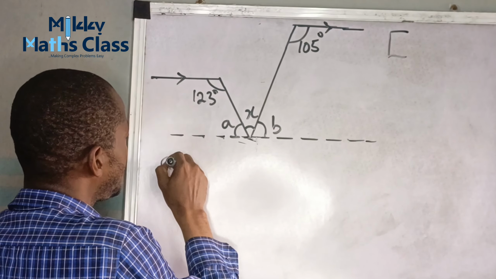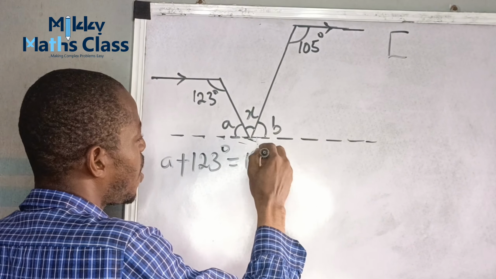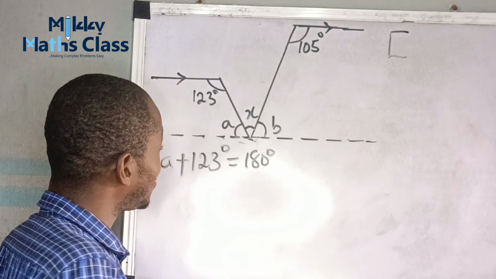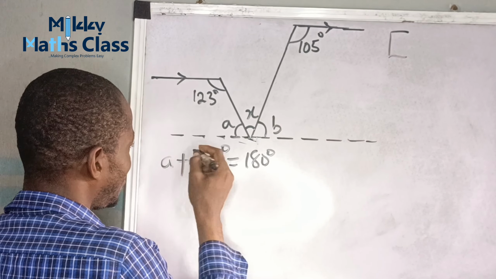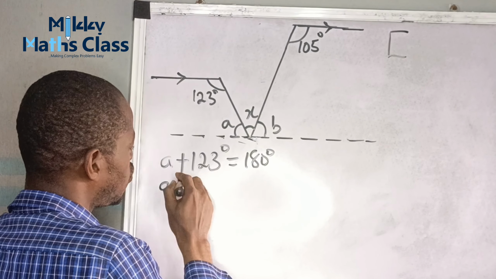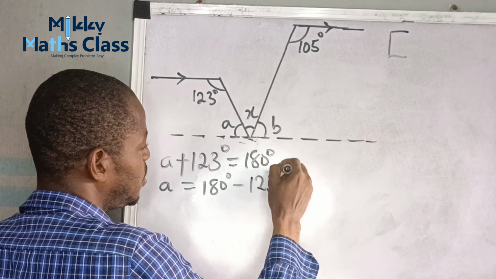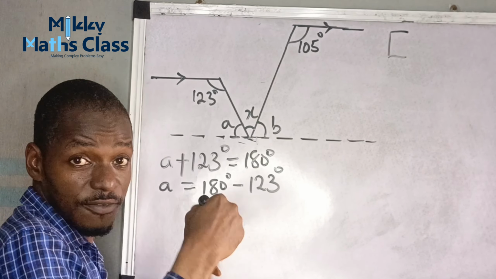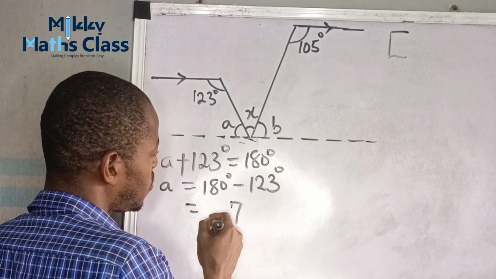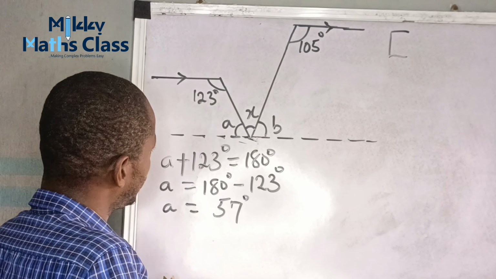So A plus 123 degrees will give us 180 degrees. Co-interior angles sum up to 180 degrees. So to find my A, A will be equal to 180 degrees minus 123 degrees. We subtract 123 from both sides. So this is 57. So our A is equal to 57 degrees.